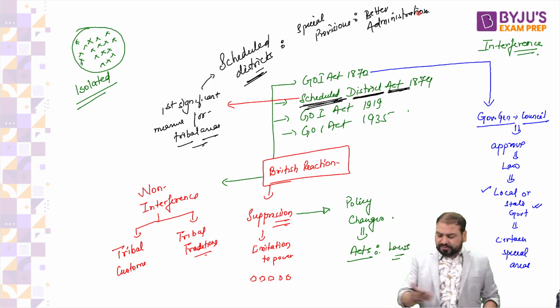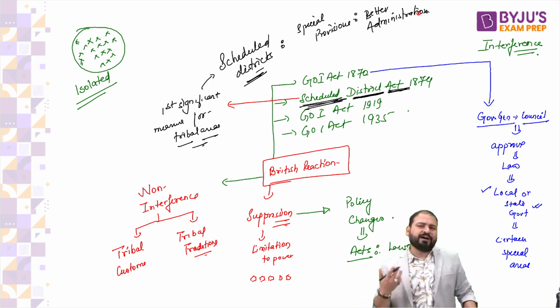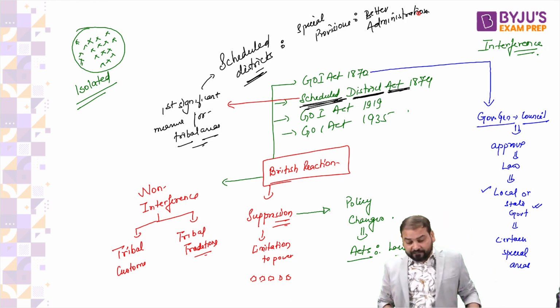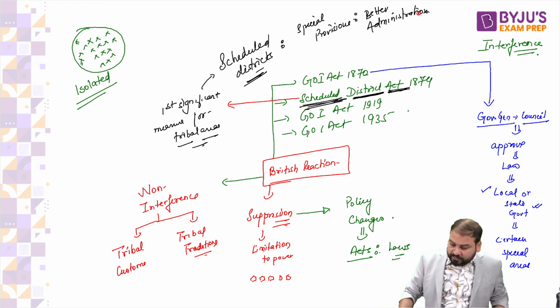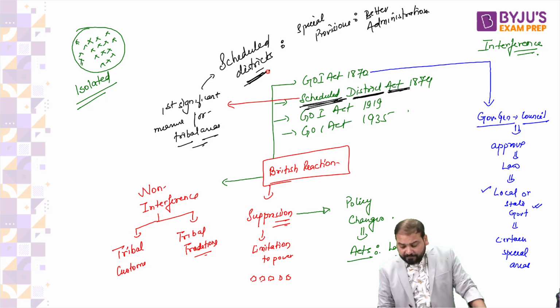Yes, guys, autonomous district councils, autonomous regional councils in the states like Meghalaya, Assam, Tripura, in all these places we have. Everyone, am I clear with this? Am I clear till here? All of you, am I clear till here?